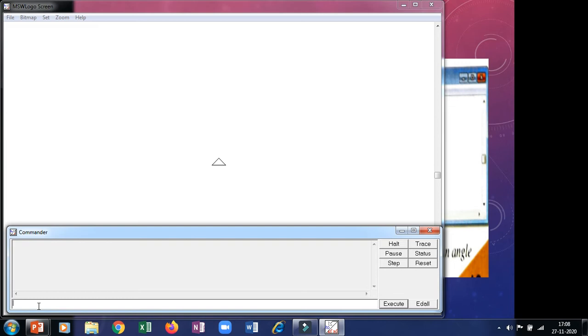After writing the command, to run the command, we have to press the enter key, or we can press the execute button. After we type the command and press the enter key, the turtle will work on that command. And as soon as we press the enter key, the command goes into this area, which is known as the recall list box.